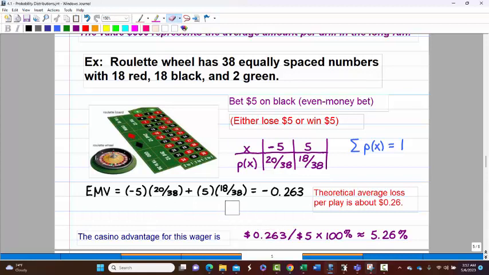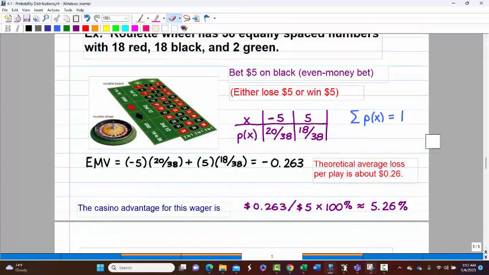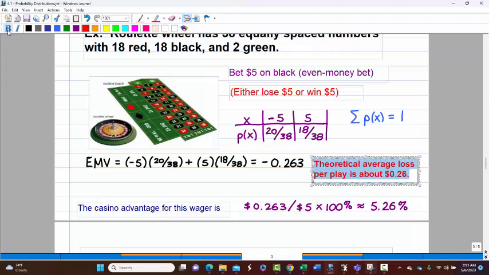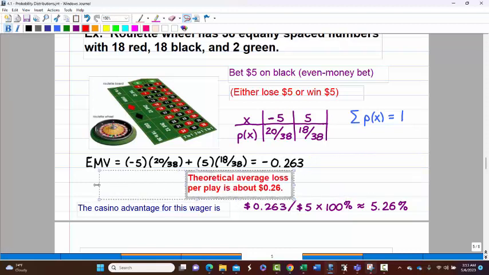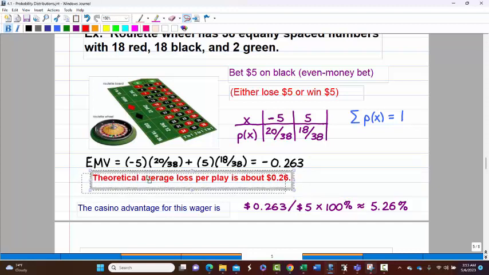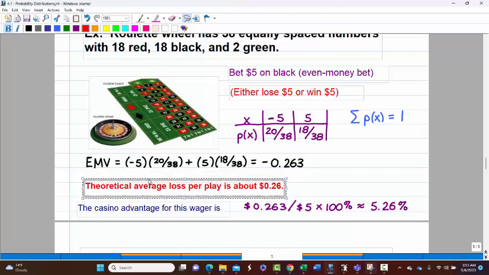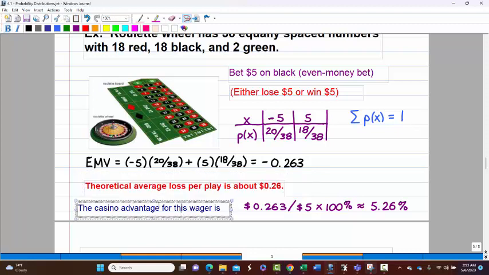So to calculate this, not too difficult: negative 5 times 20 over 38 plus 5 times 18 over 38, which is negative 0.263. What that means is that on average, you would lose about 26 cents per bet on a $5 bet. That's how the casino looks at it.